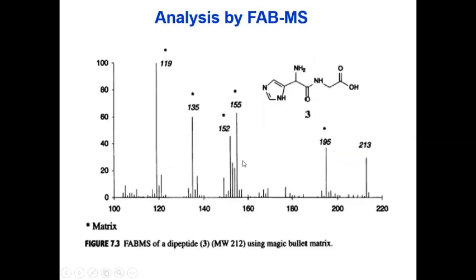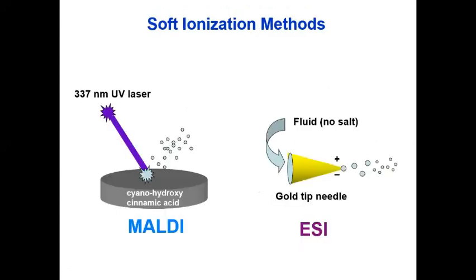So this is the mass spectrum peak of some dipeptide using the magic bullet matrix. This magic bullet matrix is used to ionize the molecule. So that was about the FAB ionization technique.